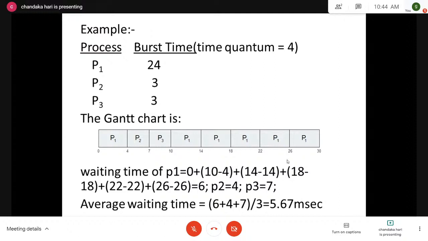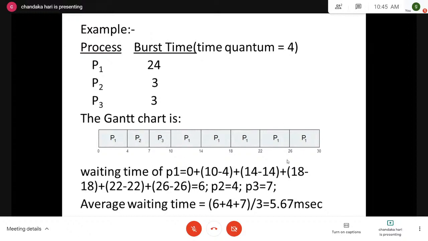Now we'll see what happens. Let us take the Gantt chart representation. First of all, the CPU dedicates 4 milliseconds to process P1, then 4 milliseconds to process P2, then 4 milliseconds. As I already said, during this time quantum period, the job may or may not be completed.